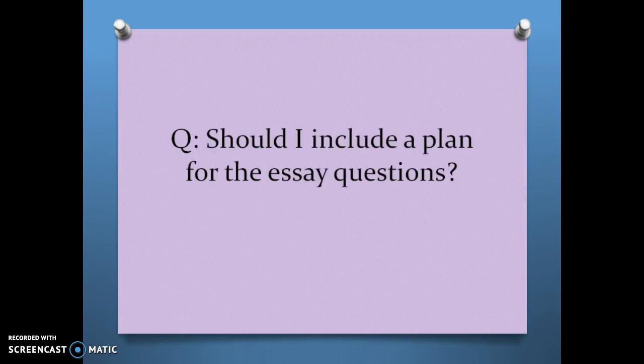Moving on to the longer answer, this is a 20 marker. So should I include a plan for the essay question? I suggest that you do. I suggest that you read through the item, read through the question, make underlines, highlight and annotate, and read through it at least 3 times, so then you really fully understand what the question is asking you.